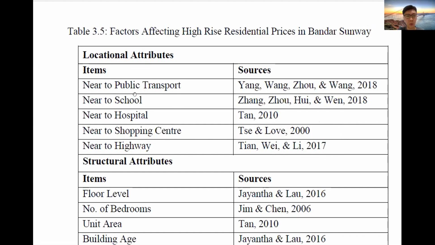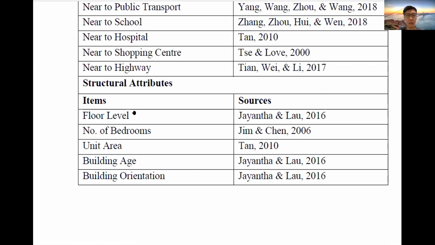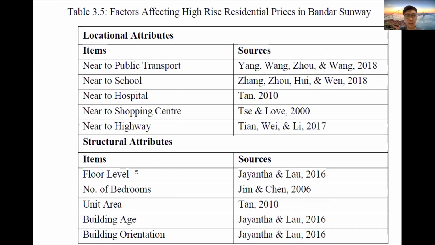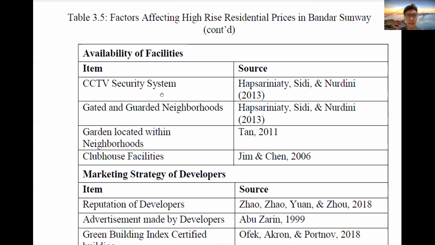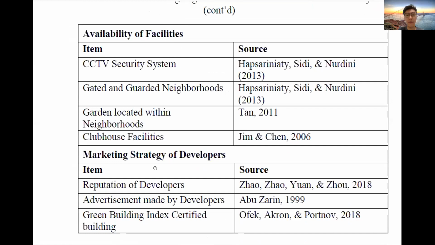Near to public transport, near to school, near to hospital, and so on. This is the first construct, this is the second construct, this is the third construct, and this is the fourth construct. Each construct has 1, 2, 3, 4 items, at least 3 to 4 items. The more the better. You cannot have one construct with one item. You must have 2, 3, or 4 items. These are the reasons why I asked you to do that.